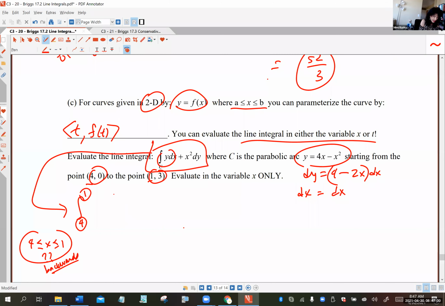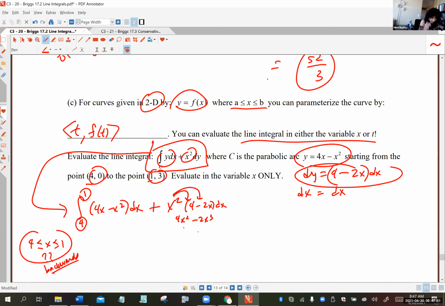In y dx, you replace y with 4x minus x squared. dx is just itself. Plus x stays itself, x squared. And then the dy was 4 minus 2x dx. And then you want to distribute your x squared here, so you'll get 4x squared minus 2x cubed. And you can factor out the dx here.